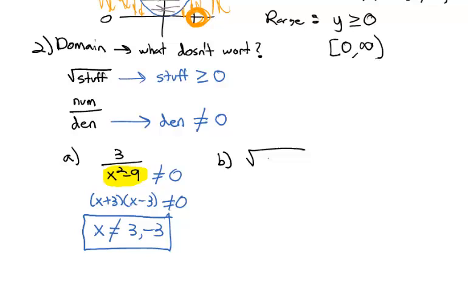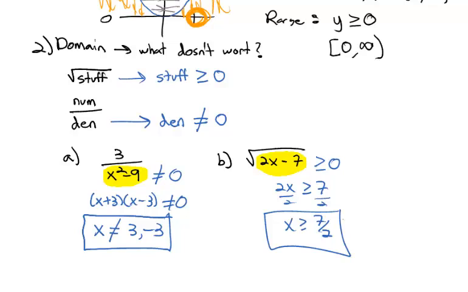How about this one, the square root of 2x minus 7? With the square root, we know the stuff under a square root has to be greater than or equal to 0. We don't really care about the square root, but if we add 7, we get 2x is greater than or equal to 7. Divide by 2. X has to be greater than or equal to 7/2. And that's our domain. Because if x was smaller than 7/2, we'd be taking the square root of a negative number.